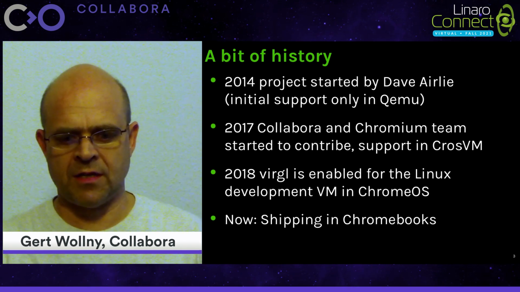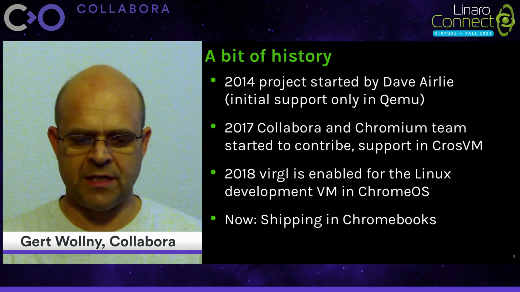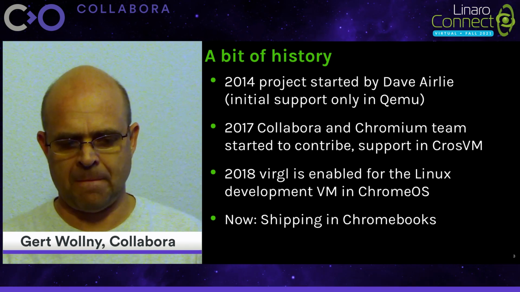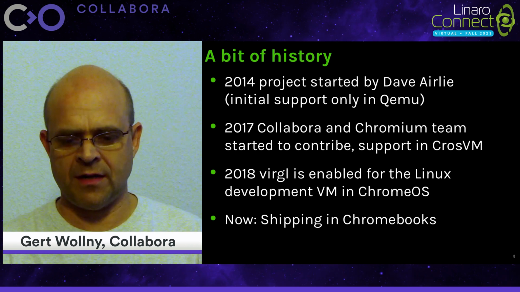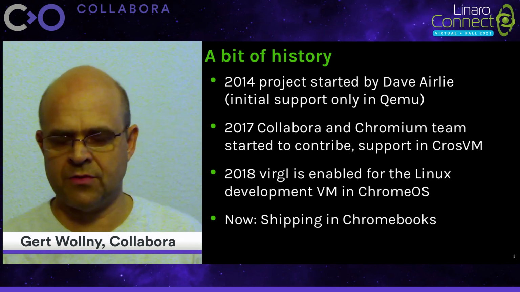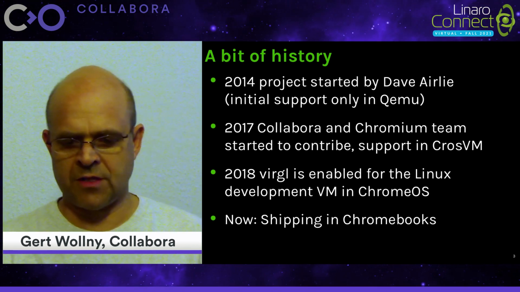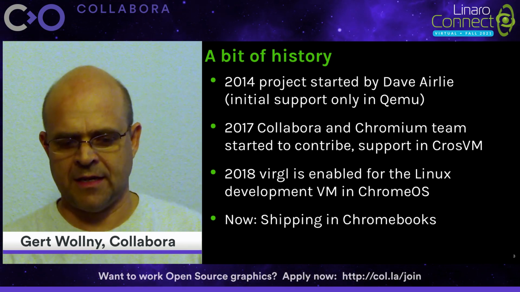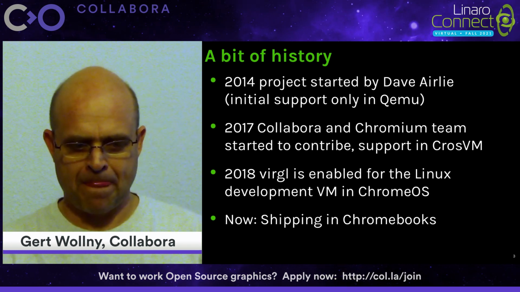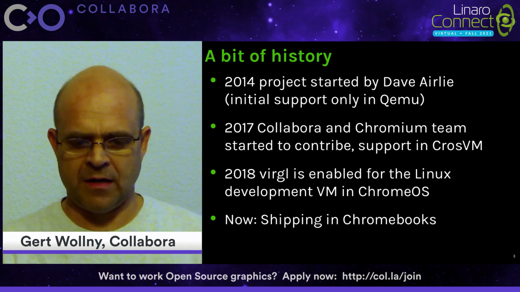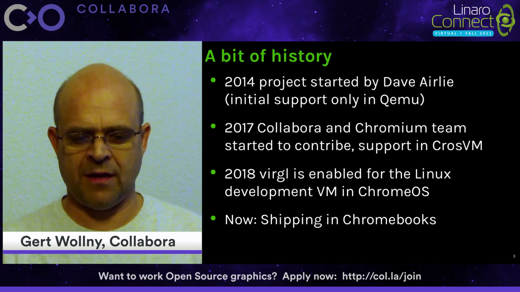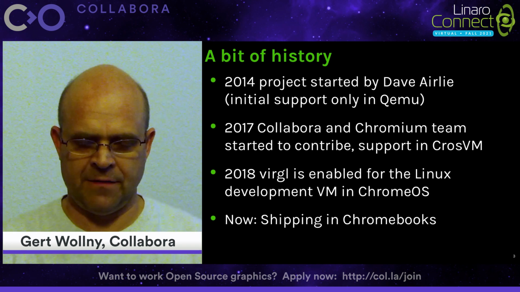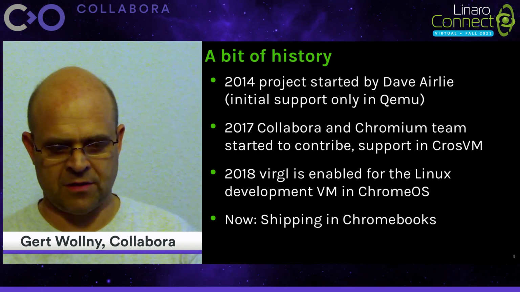The project was started by Dave Airlie in 2014 as a research project, and initially it only supported QEMU. In 2017, Collabora and the Chromium team of Google started to contribute, added support in crosvm, and worked toward getting conformance for GL ES in the guest application. All in all, the work so far reached a level of support of OpenGL 4.3 and OpenGL ES 3.2 in the guest if the host supports sufficient features.